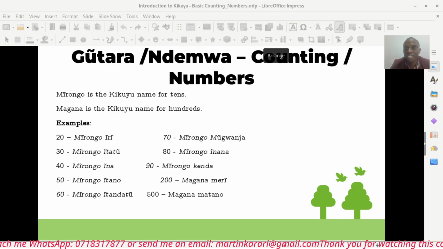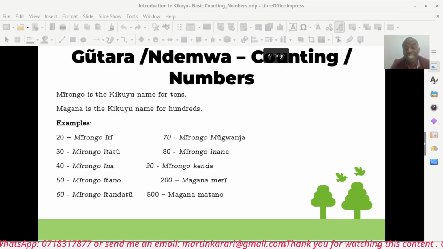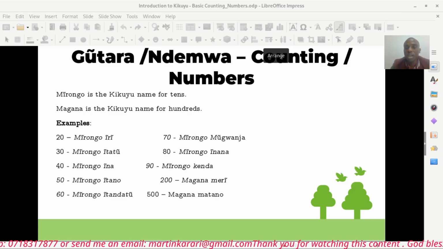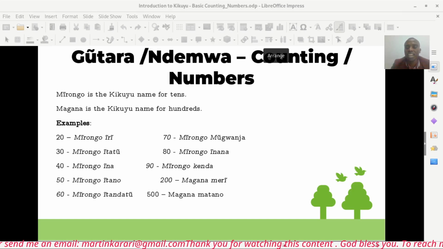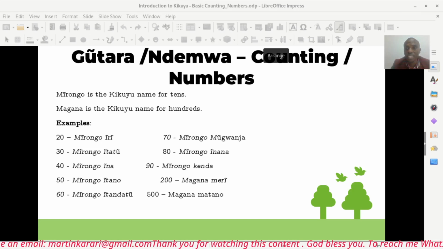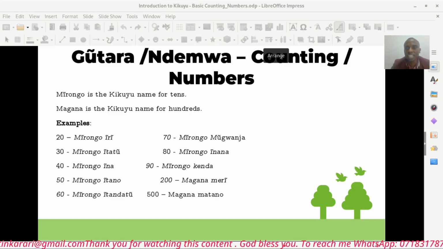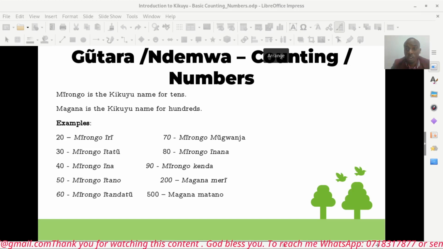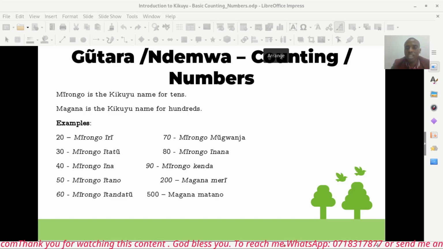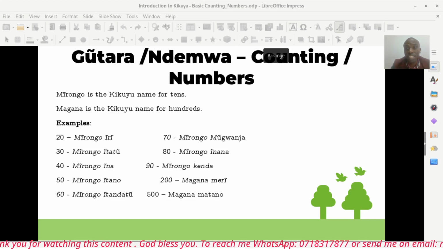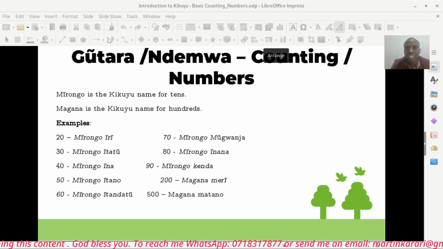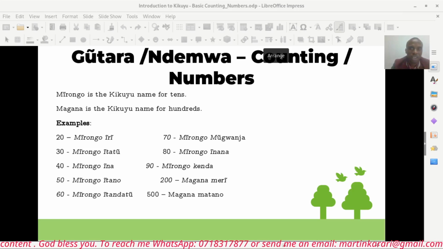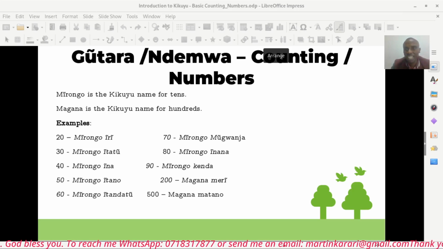10 and 6, ikomi na ithathatu. 10 and 7, ikomi na mugwanja. 10 and 8, ikomi na inyanya. 10 and 9, ikomi na kenda. So 19 is ikomi na kenda. 18 is ikomi na inyanya. 17 is ikomi na mugwanja. 16 is ikomi na ithathatu. 15 is ikomi na ithano. And like that, ikomi na. Okay, good. That's how we do numbers from 11 to 19.